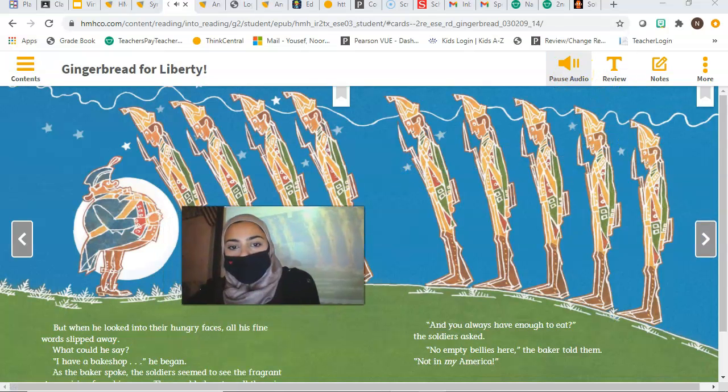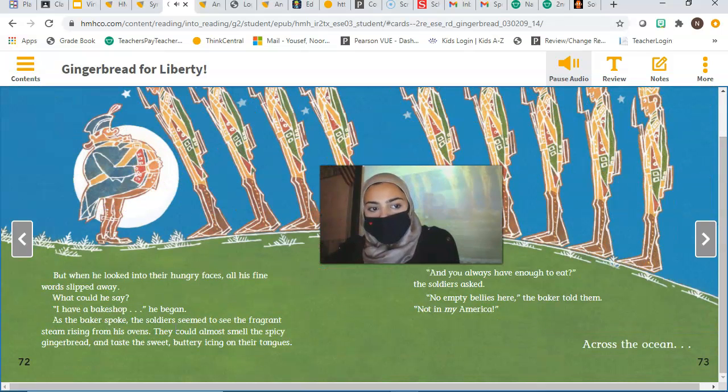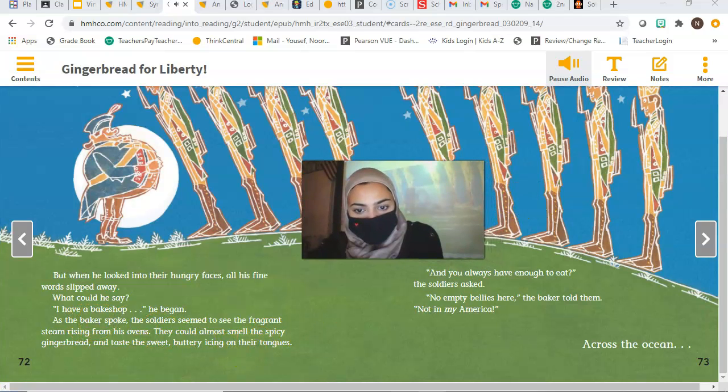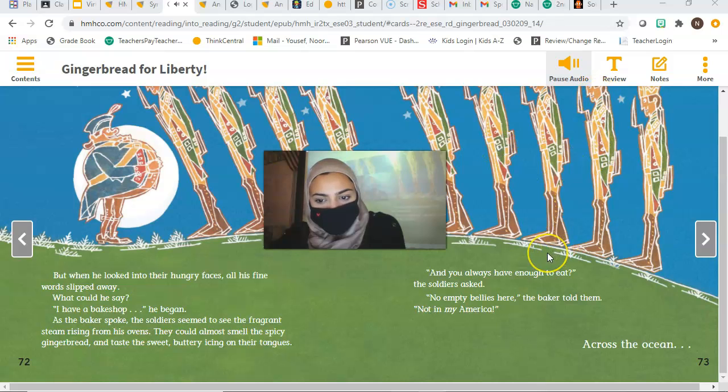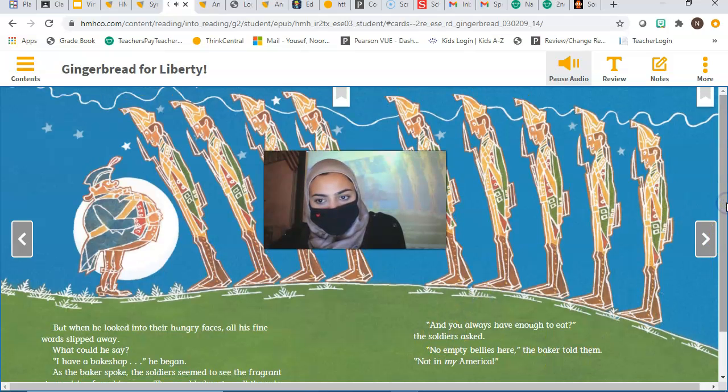But when he looked into their hungry faces, all his fine words slipped away. What could he say? I have a bake shop, he began. As the baker spoke, the soldiers seemed to see the fragrant steam rising from his ovens. They could almost smell the spicy gingerbread and taste the sweet, buttery icing on their tongues. And you always have enough to eat? The soldiers asked. No empty bellies here, the baker told them. Not in my America.